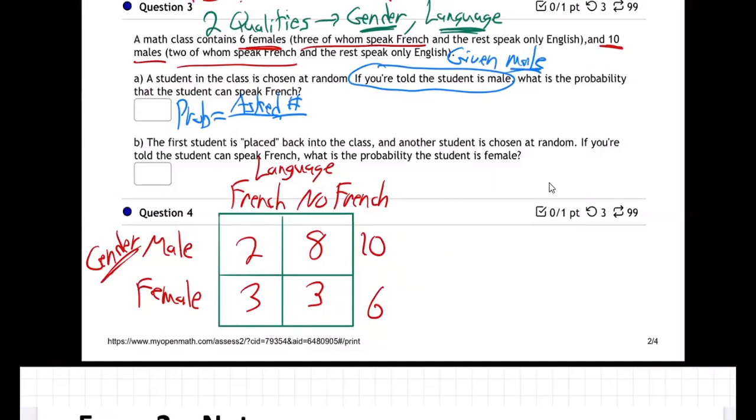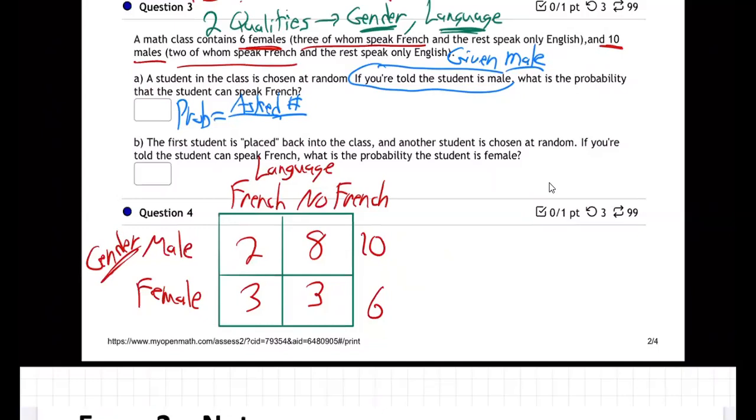That's just another way of saying given. Do you see that? They're saying given without saying the word given. Given means you're handed definite information. So we are told on this problem that they are male. We are given the information that they are definitely male.